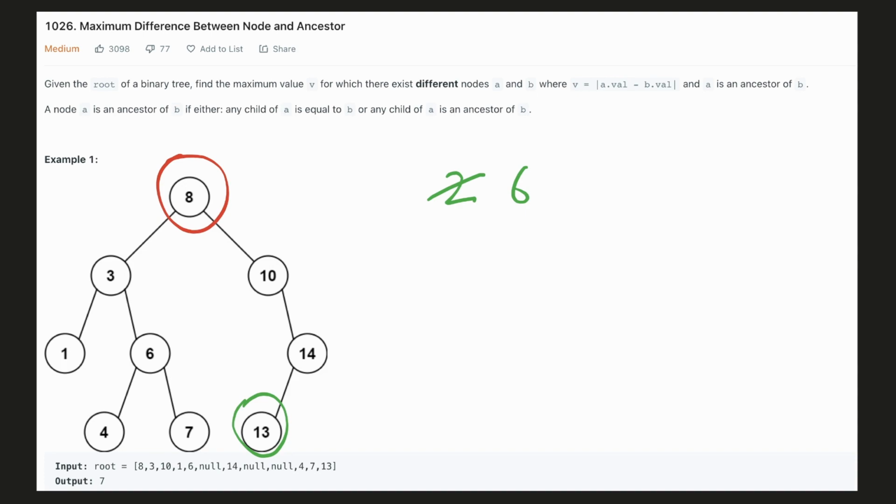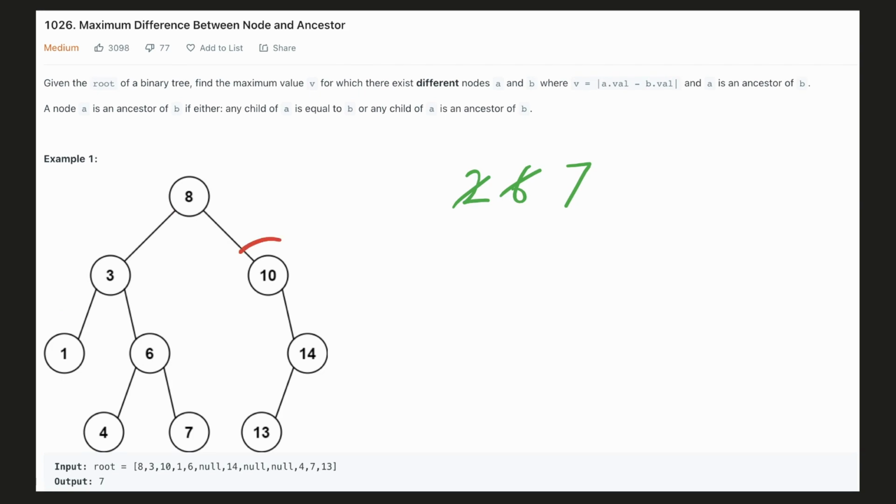It is less than the maximum difference we have seen, so we'll just continue. Similarly, we'll compare it with 3. The difference would be 5 and we won't update our maximum difference. Similarly, we'll compare it with 6. And when we compare it with 1, the difference would be 7. It would be the maximum difference we have seen so far. We'll repeat the same process for the ancestor node 10 and all of its subtree. Similarly, we'll repeat it for the ancestor node 3 and similarly for the ancestor node 6 and so on.